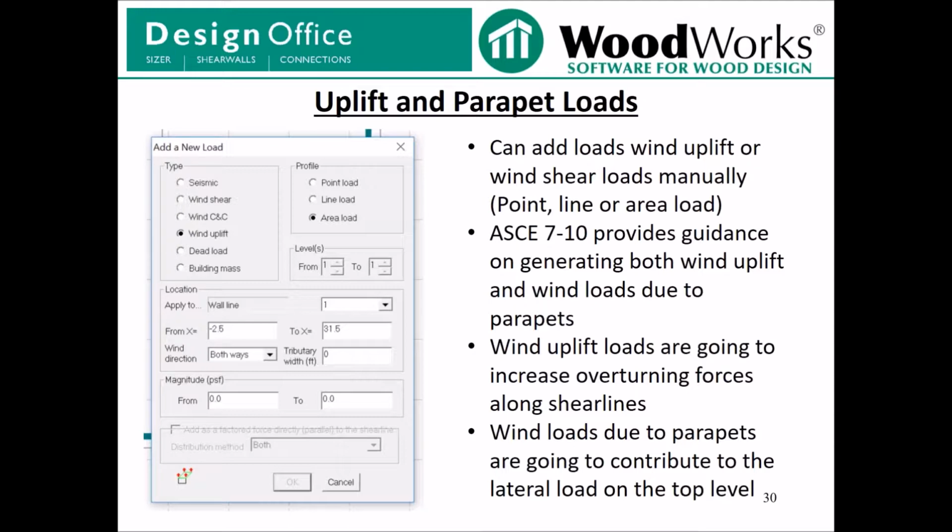It is possible to add seismic, wind, shear, and wind component and cladding, wind uplift, dead loads, and building masses into a project file. You can add these loads as point, line, or area loads. ASC 710 provides guidance on generating both wind uplift and wind loads due to parapets. Wind uplift loads are going to increase the overturning forces along shear lines, and wind loads due to parapets are going to contribute to the total lateral load at the top level. We're going to move on to a demonstration of adding wind uplift and wind parapet loads to a shear line in an example project file.